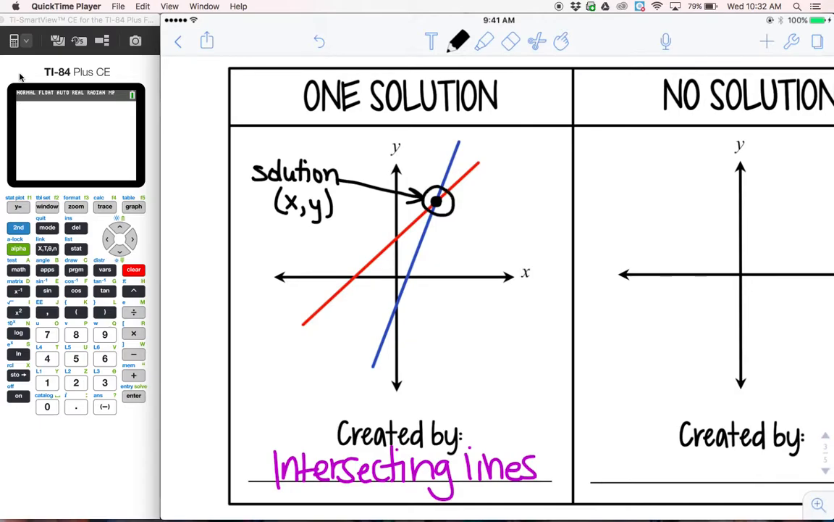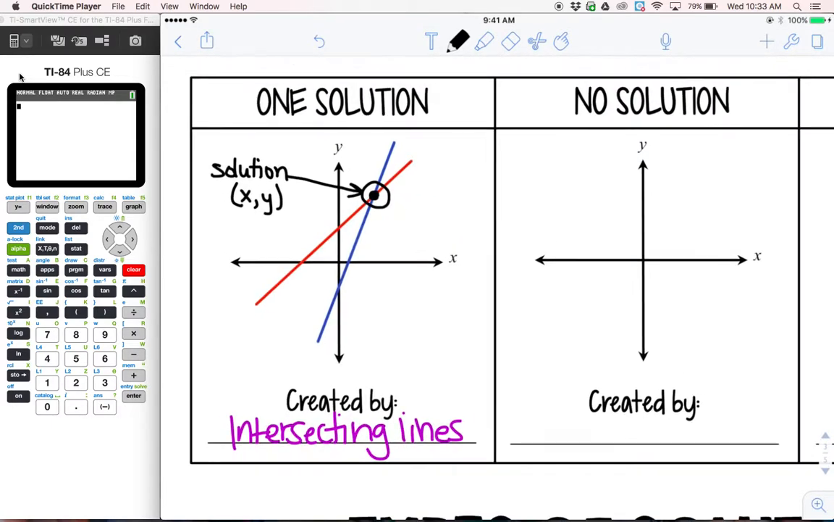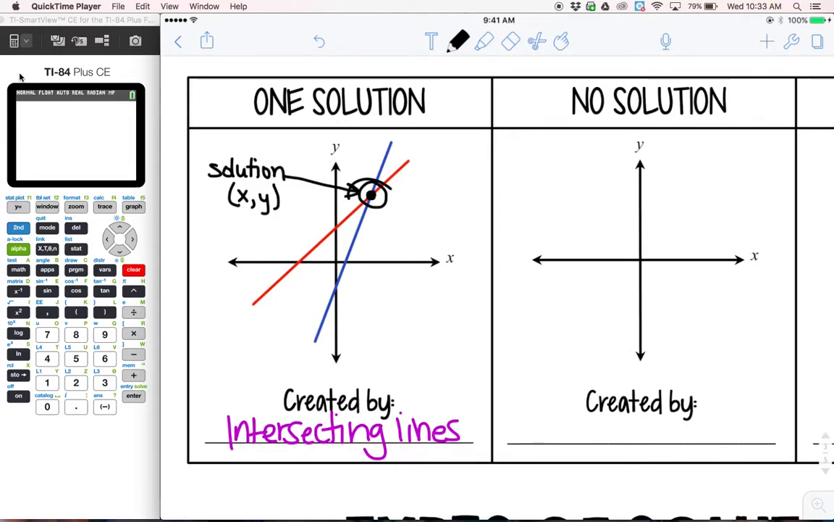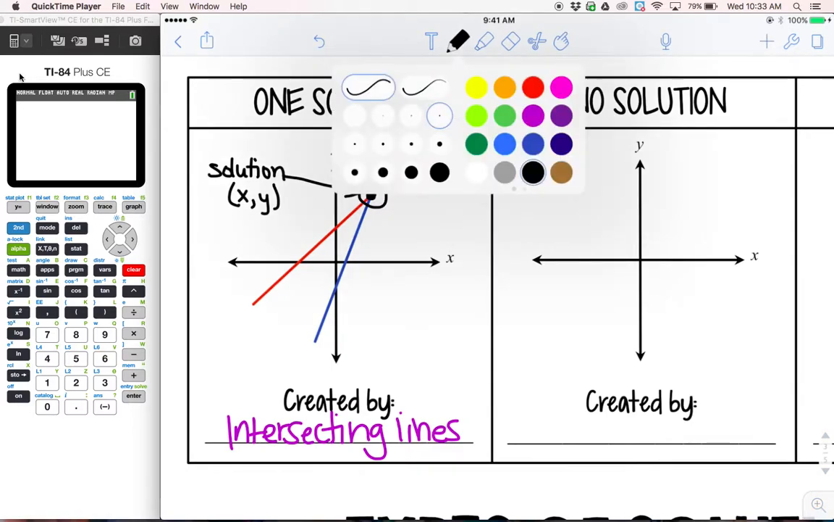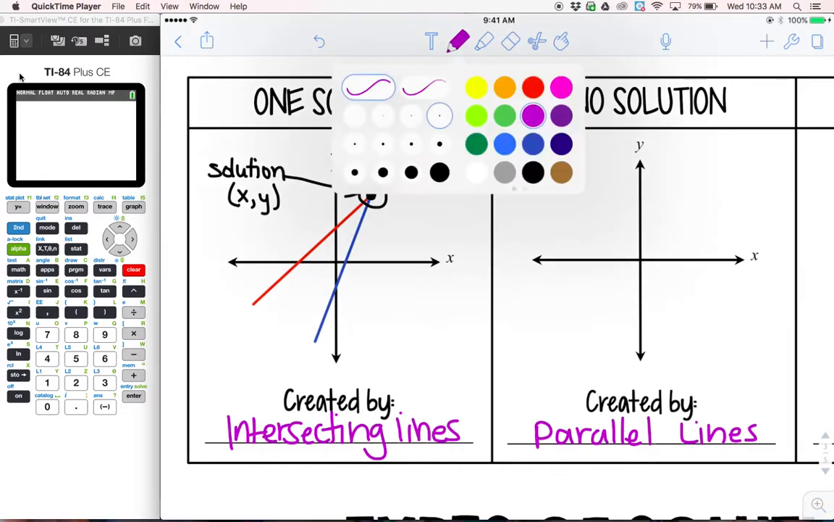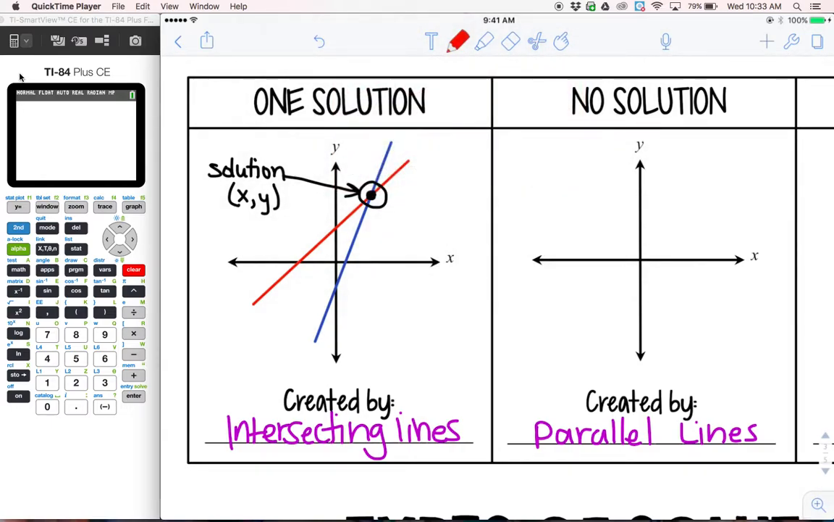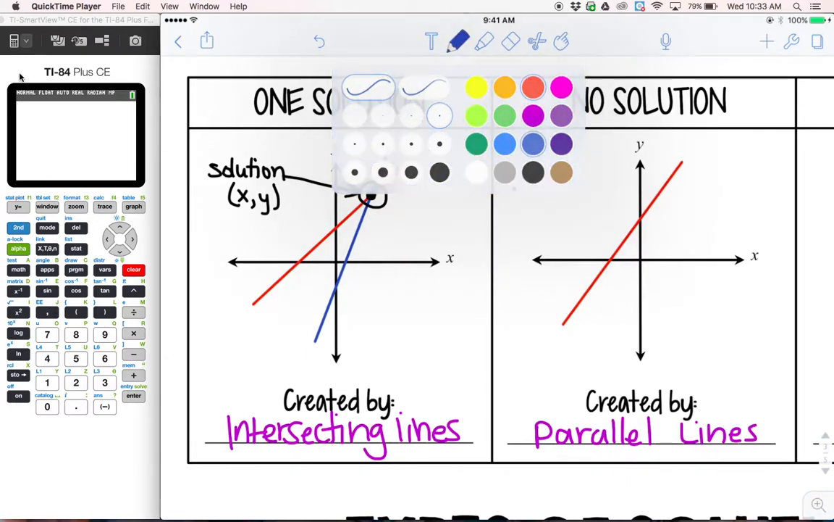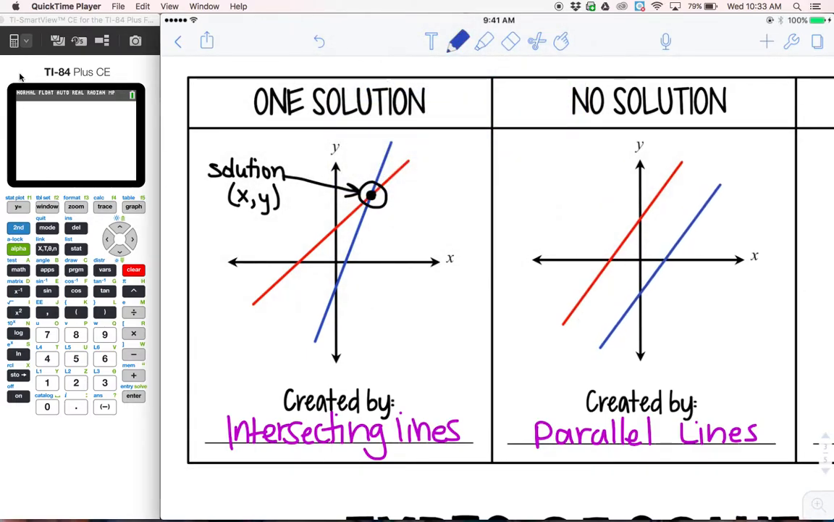Okay? That's one solution. Now, if there are no solutions, then doesn't it make sense that we don't have any points like this? In other words, they don't ever cross. Well, what kind of lines never cross? Hopefully we remember that parallel lines never cross. So parallel lines on the graph are any two lines with the same what? Do we remember? Parallel lines have the same slope.